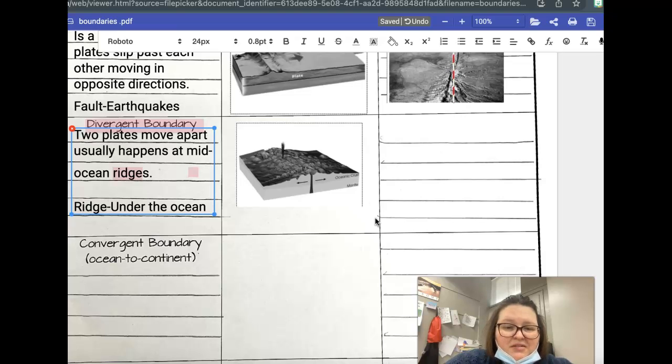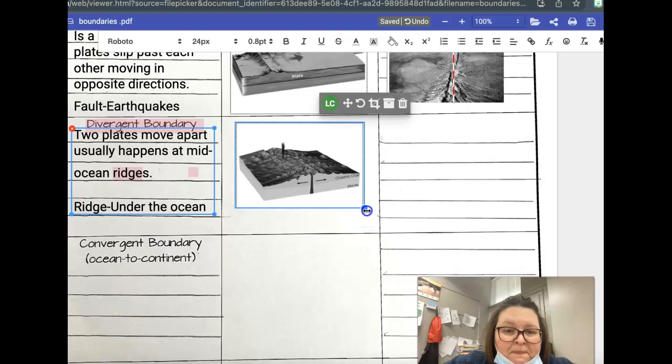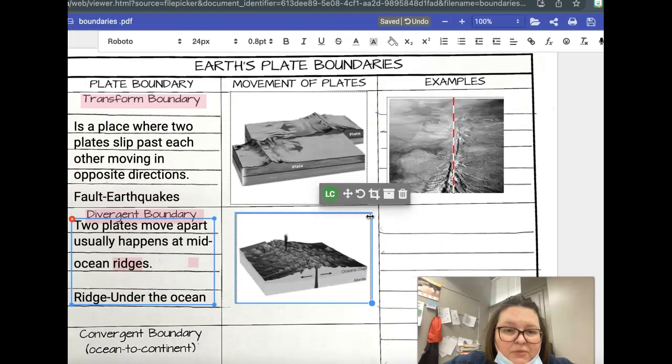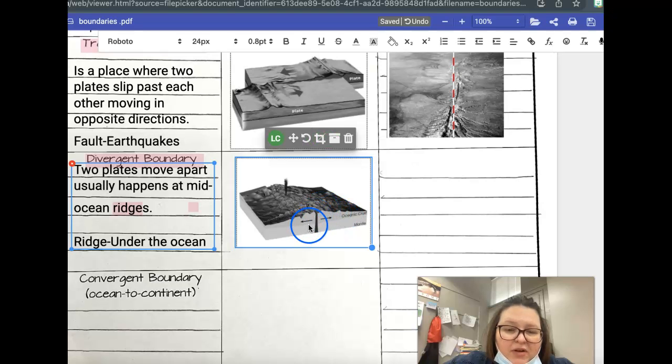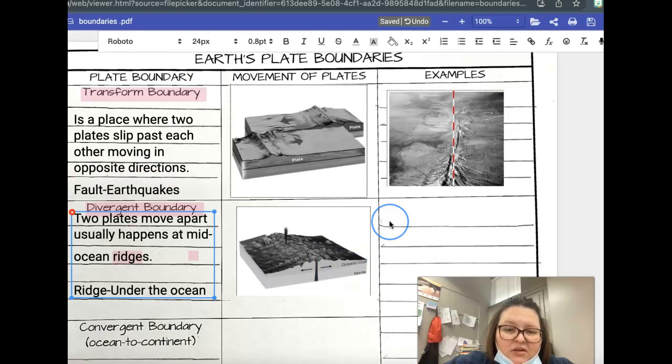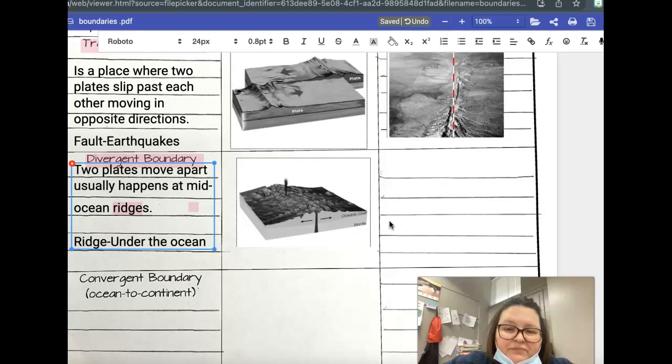So make sure you pause this video, copy and paste this. I'm sorry, I keep saying copy and paste. Cut and paste this onto your paper to show the movement of these two plates. Remember, they're moving away from each other. Go ahead and pause if you need to.